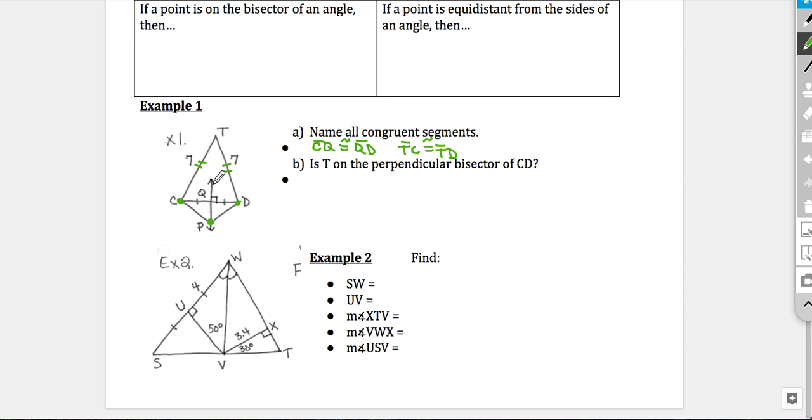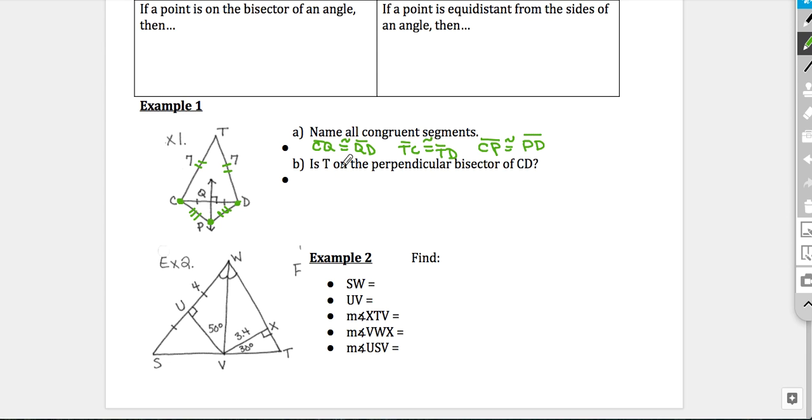So if a point is on the perpendicular bisector, then it is equidistant from the endpoints. So that means that CP is going to be congruent to PD. So that's the one from our theorem. So CQ is congruent to QD by the markings. TC is congruent to TD by the definition of congruence. And CP is congruent to PD by the perpendicular bisector theorem.